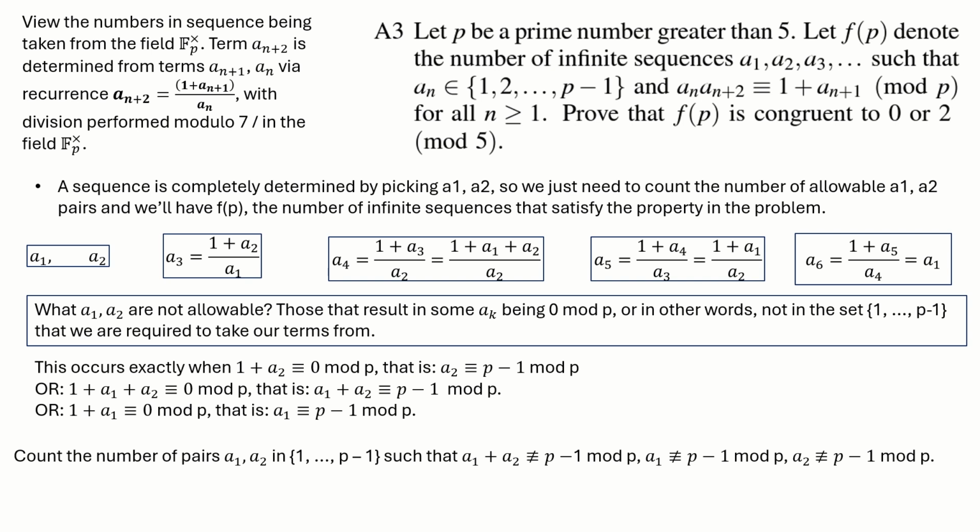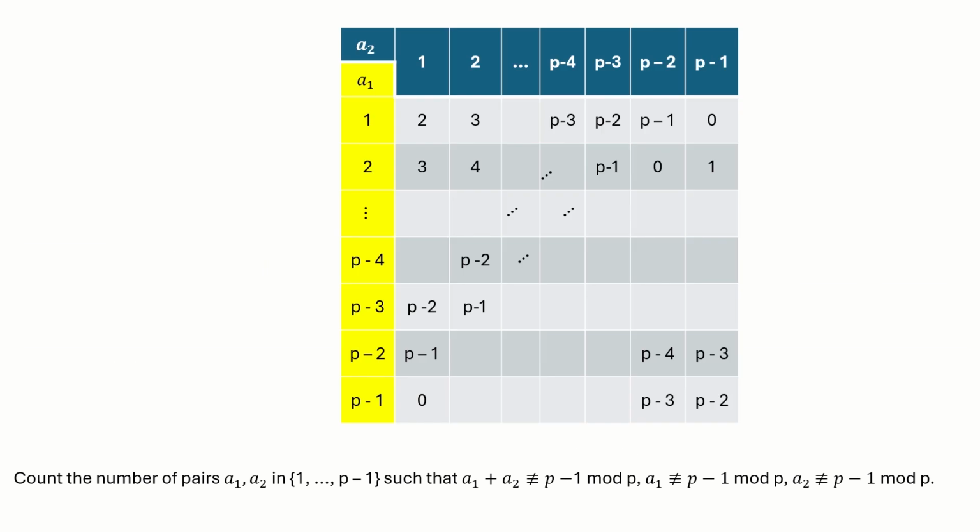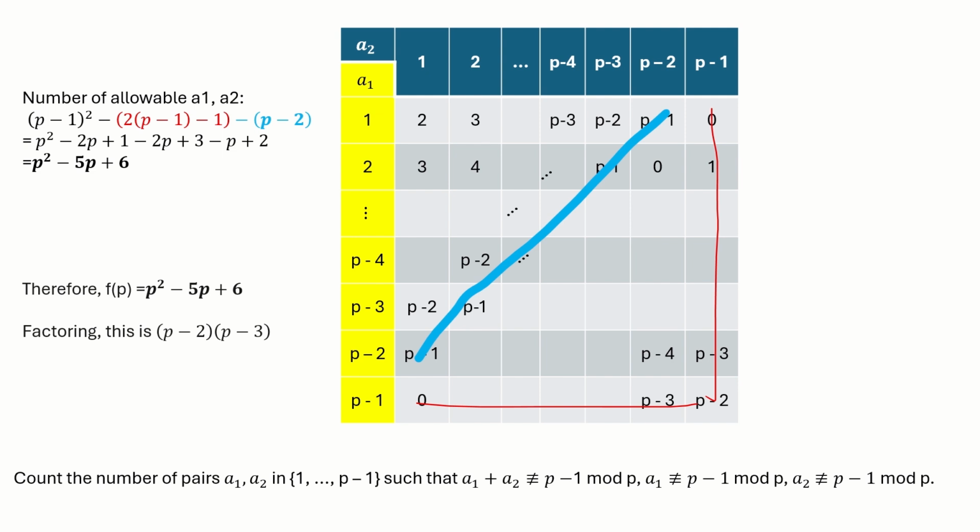We know we have p minus 1 squared total pairs a1, a2, which are visually represented as entries of the table seen here, which holds all possible sums of a1 and a2. Excluding the case where a1 or a2 are congruent to p minus 1 mod p, we end up removing the last row and column of the table. Excluding the case where a1 plus a2 is congruent to p minus 1 mod p, we end up removing this diagonal, which has p minus 2 entries. Subtracting the number of entries removed from p minus 1 squared, we get the following for f of p, which factors to p minus 2 times p minus 3.